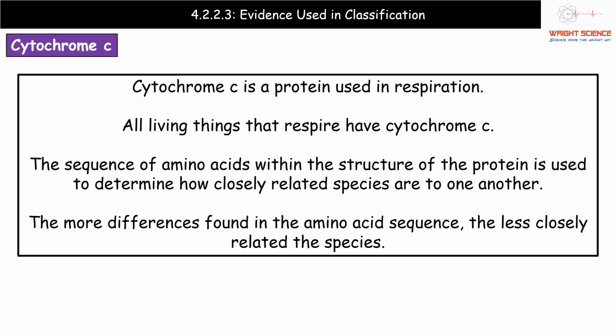Now, because cytochrome C is a protein, that tells us it's made of amino acids. And what we can do is, just by looking at the sequence of the amino acids within that cytochrome C structure, we can then work out how closely related species are to one another. The more differences there are in that amino acid sequence, the less closely related the species will be.